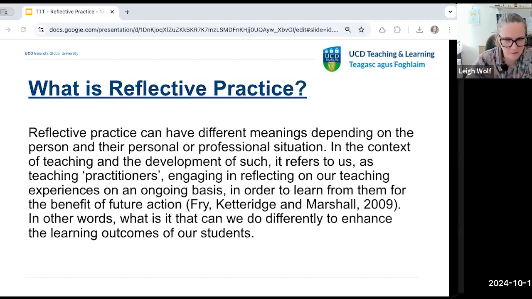So let's start out with the question, what is reflective practice? And that term can have many different meanings depending on the person and your personal or professional situation. We are specifically looking at reflective practice in the context of teaching and the development of our teaching practice as practitioners, engaging and reflecting on our teaching experiences on an ongoing basis in order to learn from them or to benefit future action. In other words, what is it that we can do differently to enhance the learning outcomes of our students?